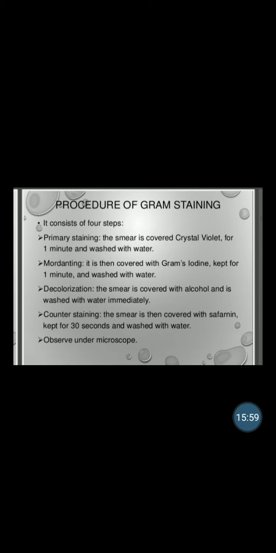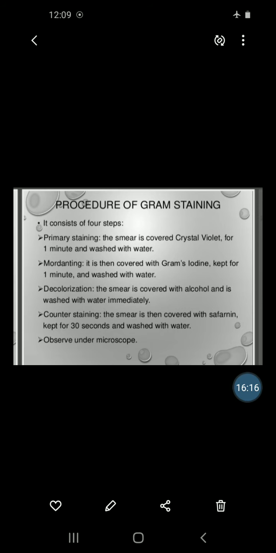It consists of basically 4 steps. First, primary staining, then mordanting, then decolorization, and last counter staining. In that first step, primary staining, the smear is covered with crystal violet for 1 minute and washed with water.